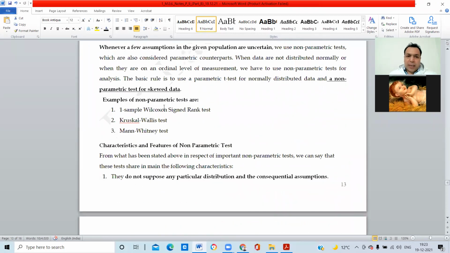Examples of non-parametric tests: you should know the names of these, and you have to explain them too. What are the examples of the non-parametric test? One sample Wilcoxon signed rank test, Kruskal Wallis test, Mann Whitney test. These are the examples of non-parametric tests. There is also a separate topic on the difference between parametric and non-parametric, which I have elaborated, and you will come to know from there also.